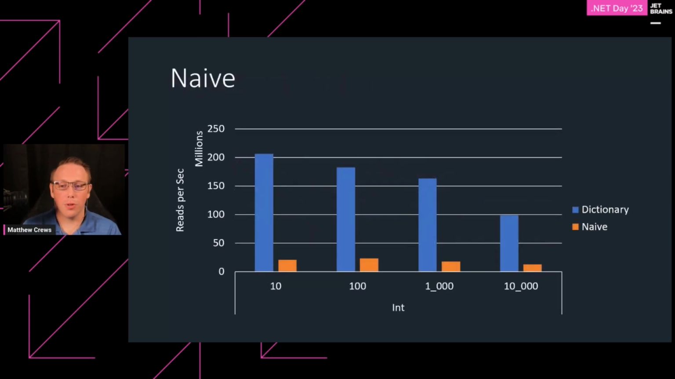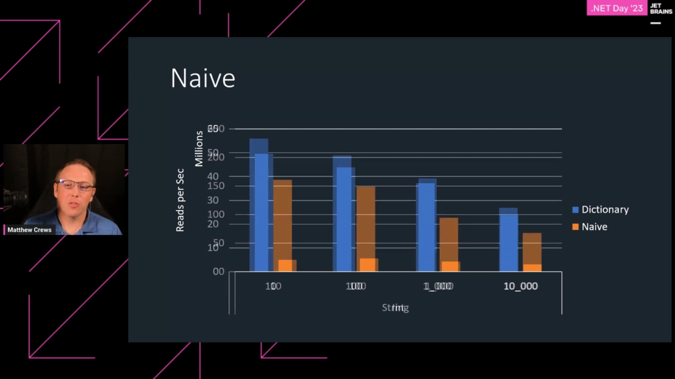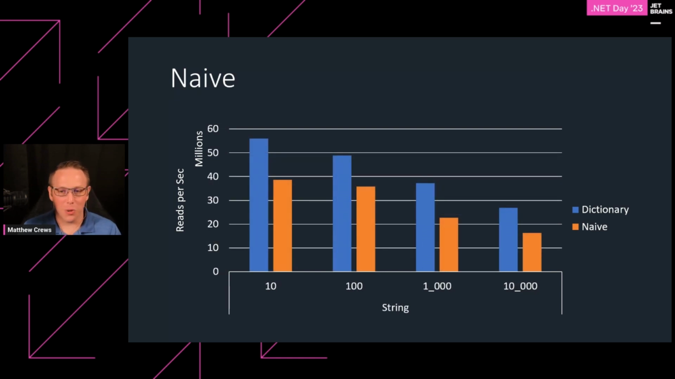When I use this approach, the performance is terrible, which is to be expected. This is the naive approach, no regard for performance. So for integer keys, it is terrible across the board. So we only have room to grow from here. For string keys, it's not quite as bad, but we are still far behind.